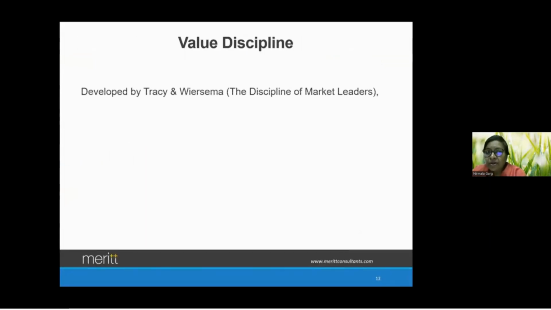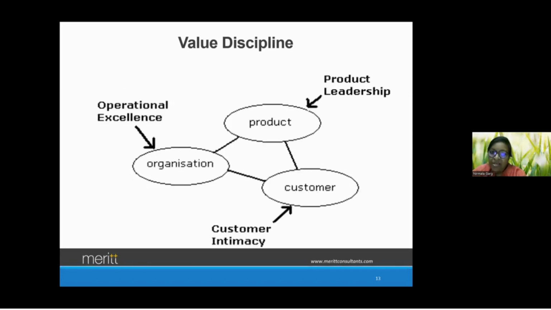There was this person, Treacy and Wiersema, who came up with what is very, very important, called value discipline. I don't know how many of you have heard of value discipline. To create that differentiation and also value addition, it will be very interesting to know this. What is it? There are 3 value disciplines: product leadership, operational excellence, and customer intimacy.